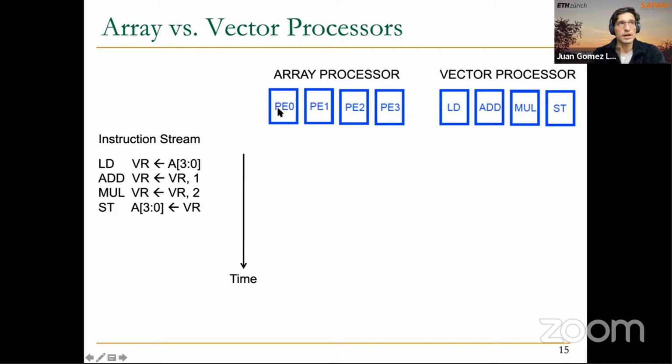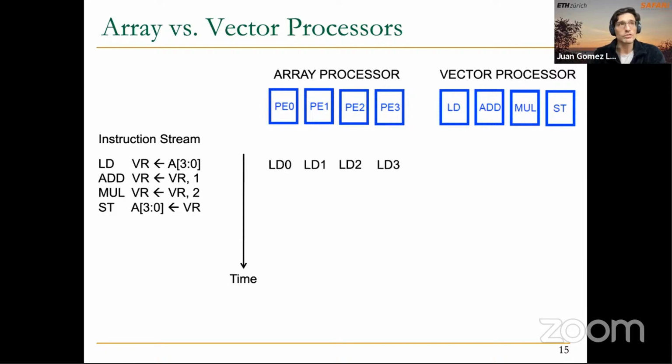Now, at the right-hand side, you can see the array processor and the vector processor. As you can notice, the array processor is composed of homogeneous processing elements. All these, P0, 1, 2, and 3, are exactly the same. However, on the vector processor, we have different units. Some of these units are specialized on different operations or different instructions. Here we see load, add, mul, and store.